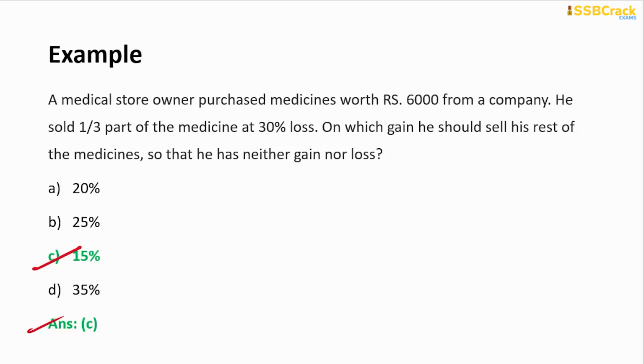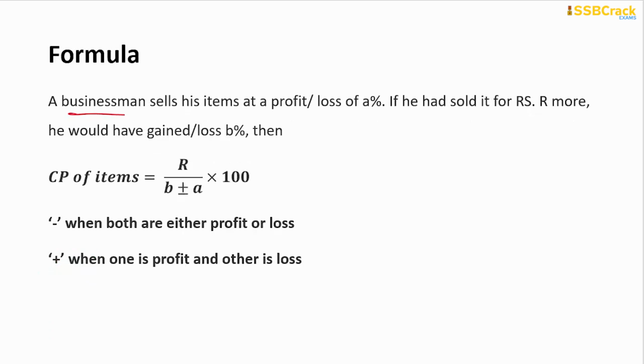Coming to the next formula, very interesting: a businessman sells his atoms at a profit or loss. It can be either profit or loss, and that is indicated by the variable A%. A businessman sells his atoms either at a loss or a profit of A%, and if he had sold it for rupees R more, he would have gained or lost B%. Then the cost price of atoms for that businessman will be R upon (B plus or minus A) into 100.